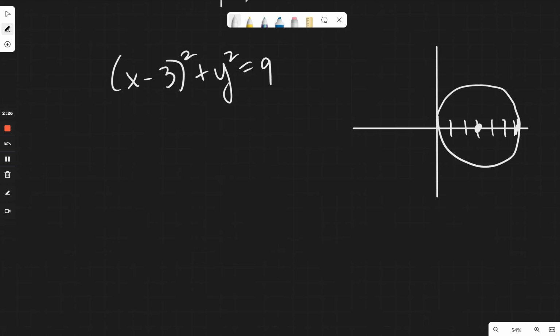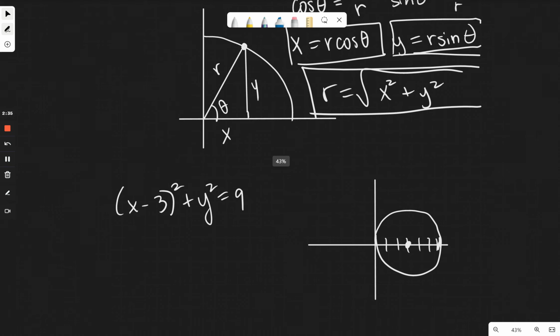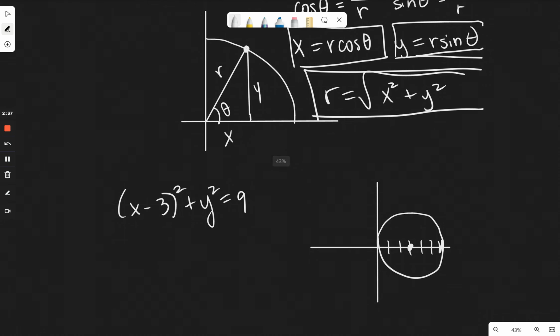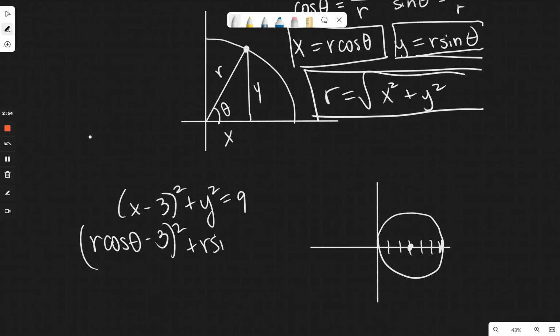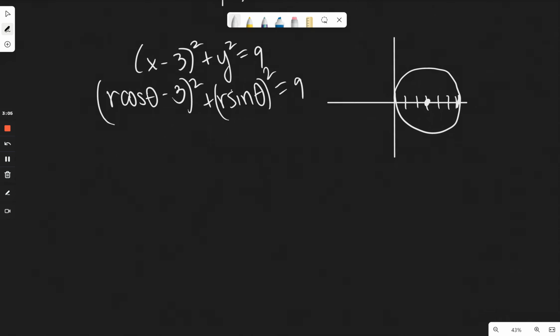As we said before, wherever we see x, we want to substitute in r cosine theta, and whenever we see y, we want to substitute r sine theta. So this will become (r cosine theta minus 3) squared plus (r sine theta) squared equals 9. As you can see, this looks pretty ugly, but don't worry.